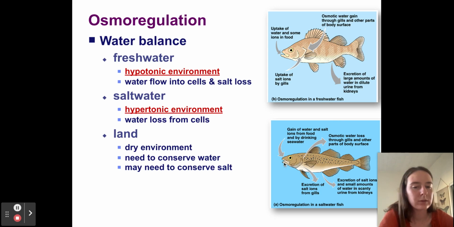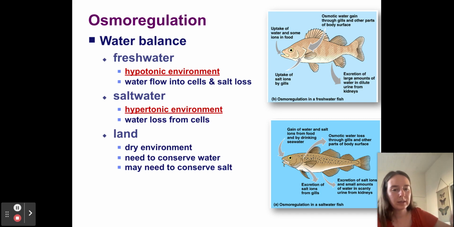And at the same time, it's also gaining water and salt ions. Salt ions, again, are particles or solutes from drinking in the seawater. So what they do is they have to excrete. They have to get rid of a lot of salt because they're taking in so much salt water. But they don't excrete a lot of water. They don't pee a lot because they need to keep all the water they can get inside of them.